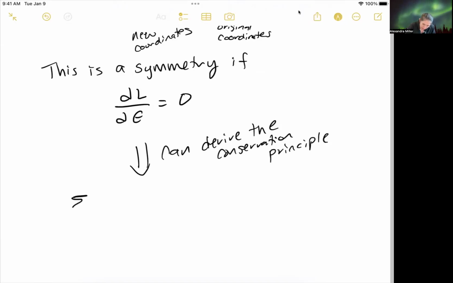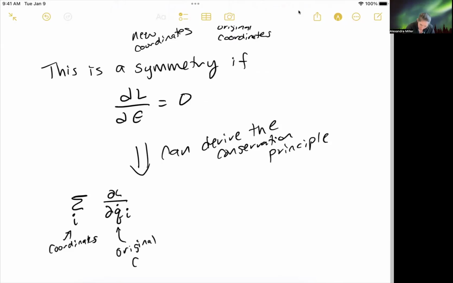which states that the sum over all of our coordinates, right? These are the coordinates of the partial derivative of our Lagrangian with respect to our generalized velocities. And here, these Q are our original coordinates. So this first term, you're just taking the derivative of the Lagrangian with respect to Q dot, just like when you use the Euler-Lagrange equations, and you do this for each of your coordinates.